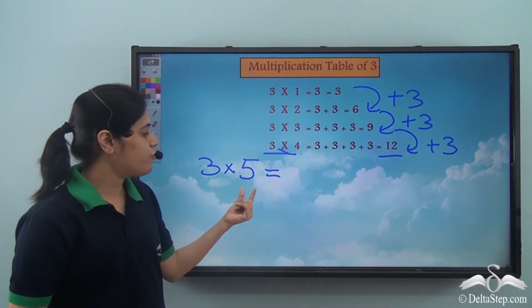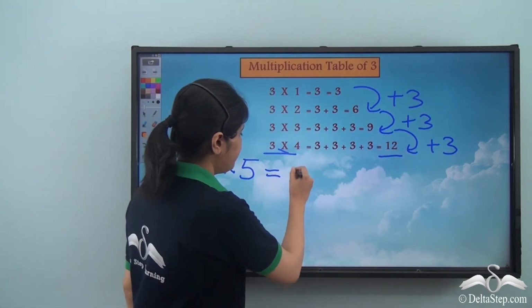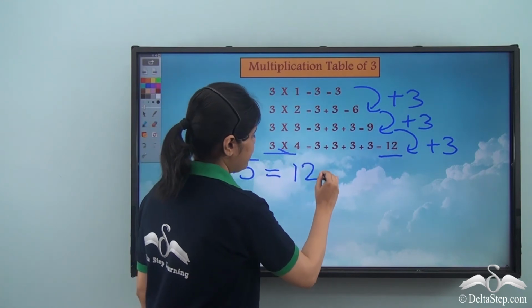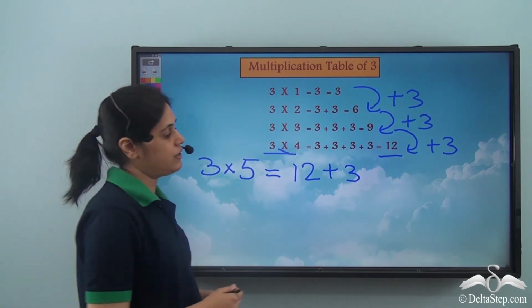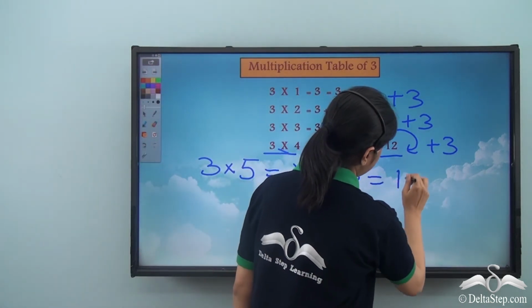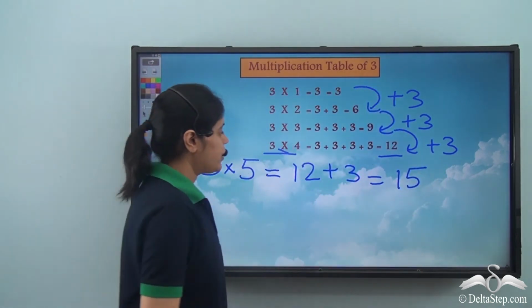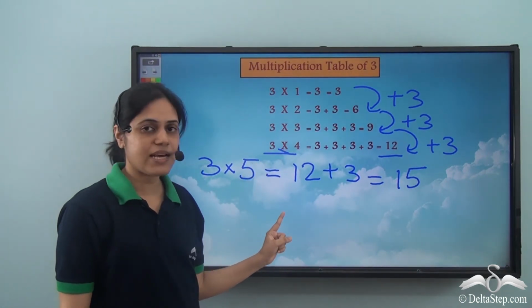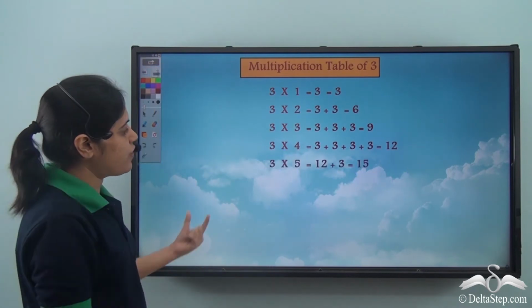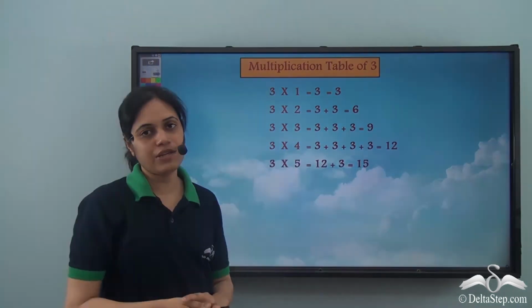So 3 into 5 will be 12 plus 3. What is 12 plus 3? 15. Because 3 is added one more time than the previous step. So 3 into 5 is 12 plus 3, which is 15.